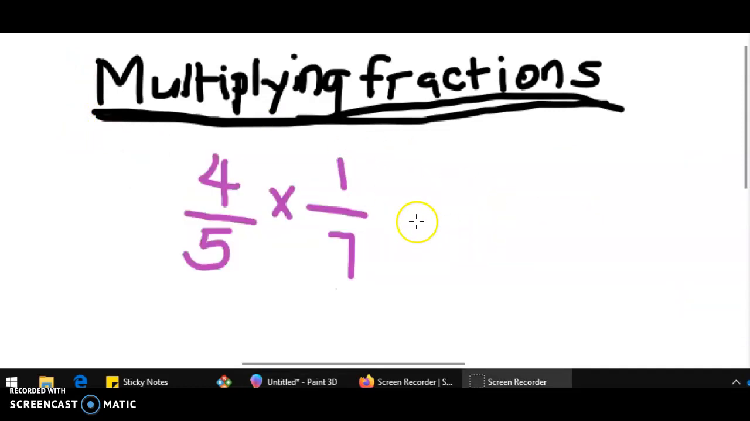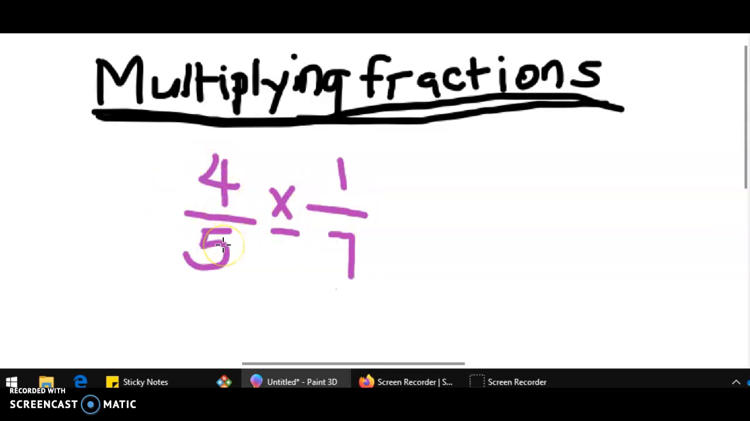Okay, let's look at another example. So remember, this is multiplication of proper fractions. We do not need to worry about the denominator being the same. So what shall we do? We shall multiply the numerators and multiply the denominators. Before we do that, we must check.